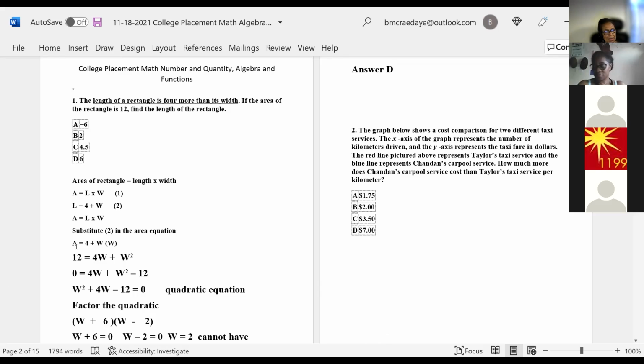All right. Now I just want to do one more. And this is two different taxi services, and I'll give you a graph. The x-axis represents the number of kilometers driven. The y represents the taxi fare in dollars. The red line shows Taylor's taxi service. The blue line shows Shandon's. So how much more does one cost than the other? And how do we find it?